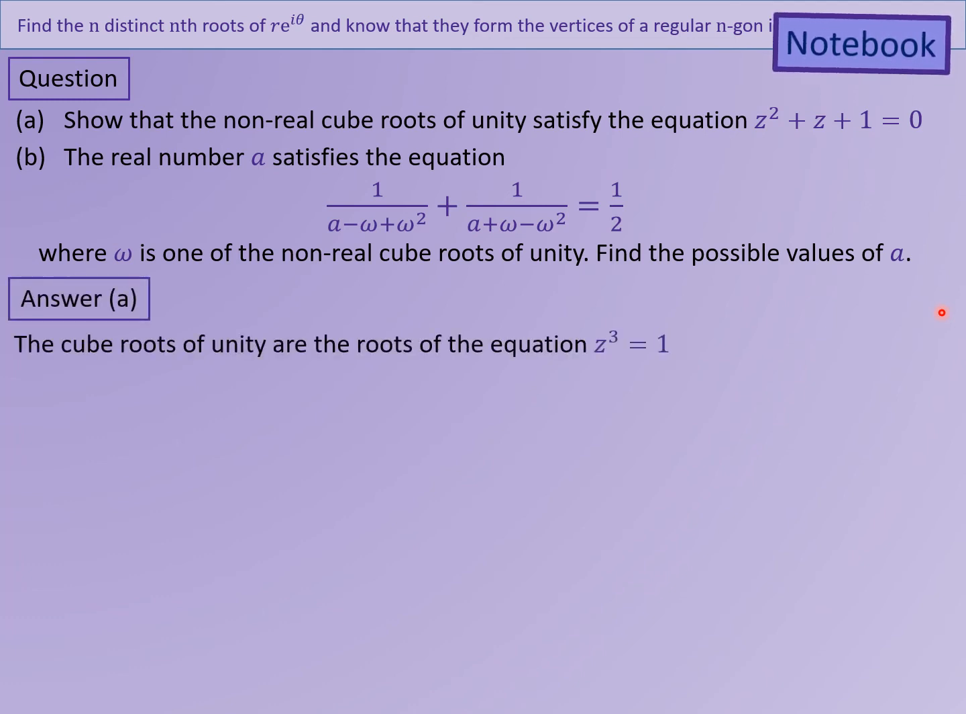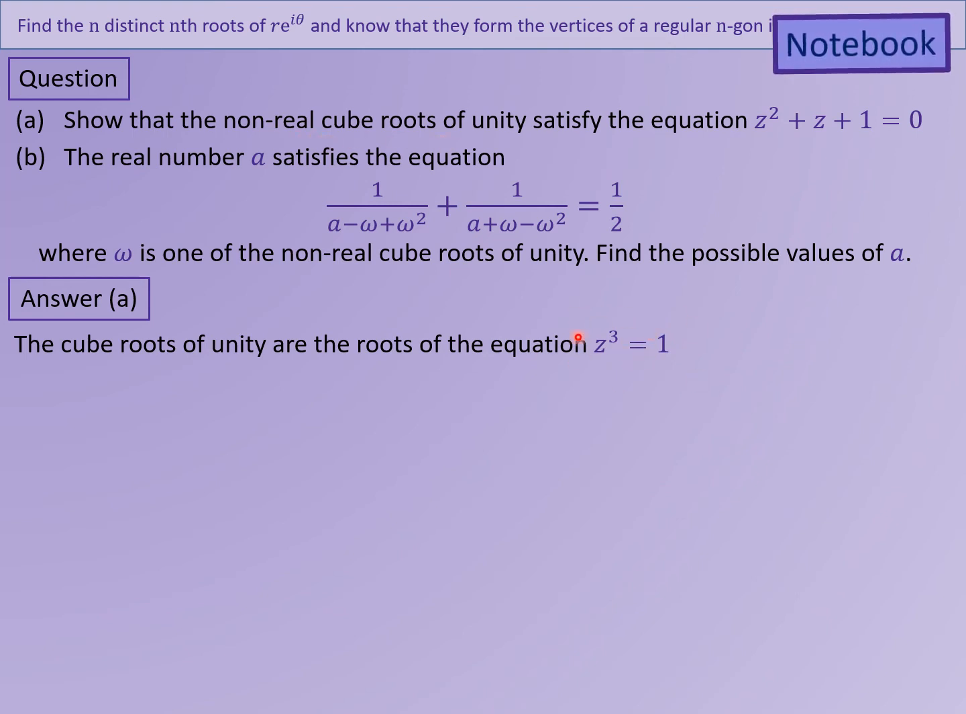Okay, so the cube roots of unity are the roots of the equation z cubed equals 1. Where did you get that from? It's talking about it just there: the cube roots of unity. Because I'm picking that out, I know that means z cubed equals 1. So I'm looking for those key words.